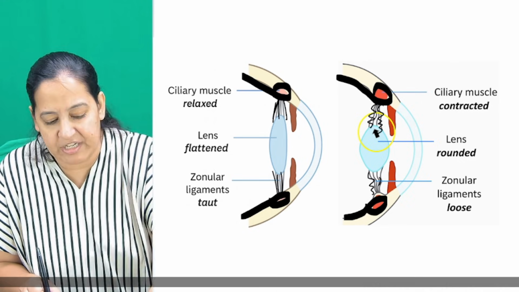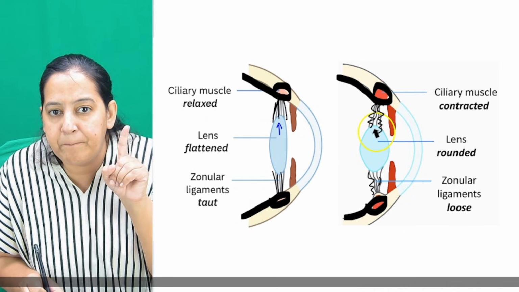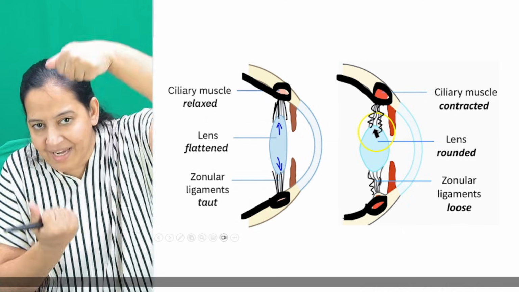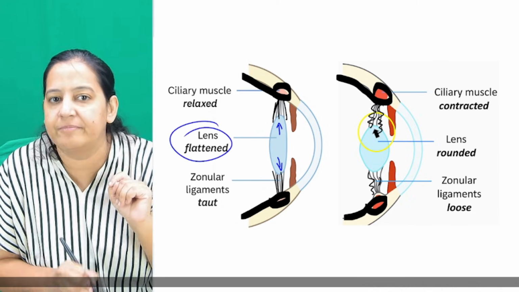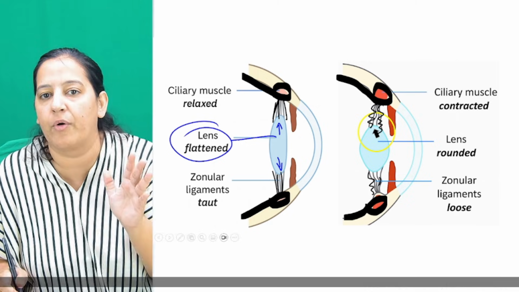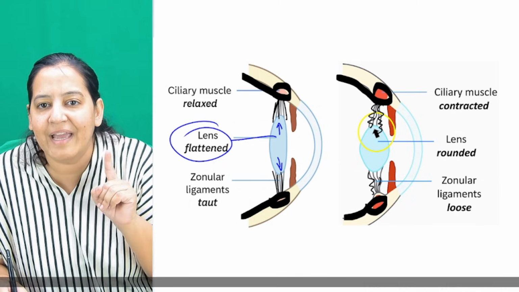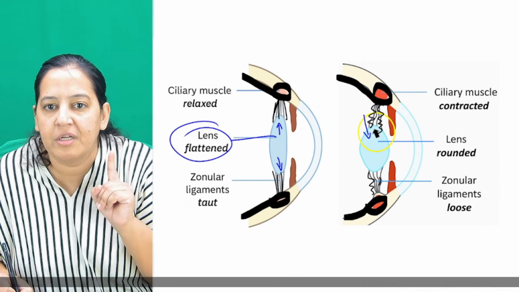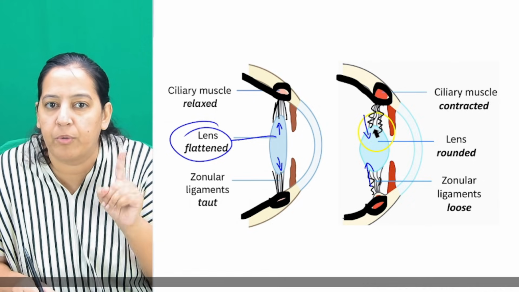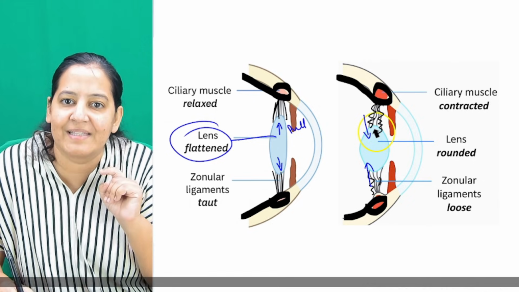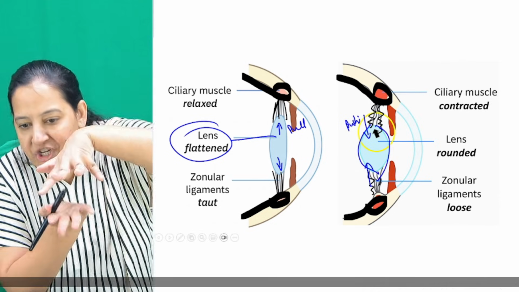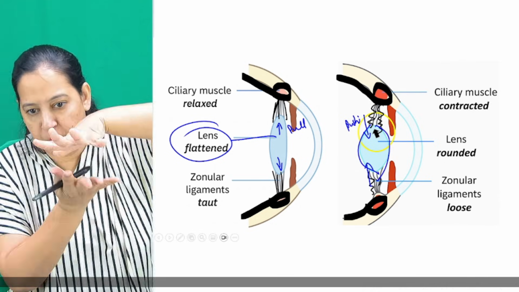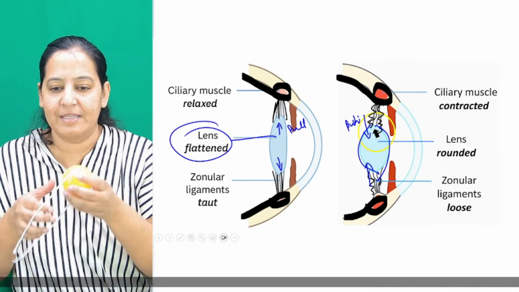When zonules are tight, they pull the lens on both sides, so the lens becomes flat, flattened. And when zonules are relaxed, instead of pulling, they push. You understand the difference between pull and push. So here they are pulling the lens, and here they are pushing the lens, so here the lens becomes thickened because they are pushing it. Pulling, pushing. Okay, you can see. Suppose this is the lens.